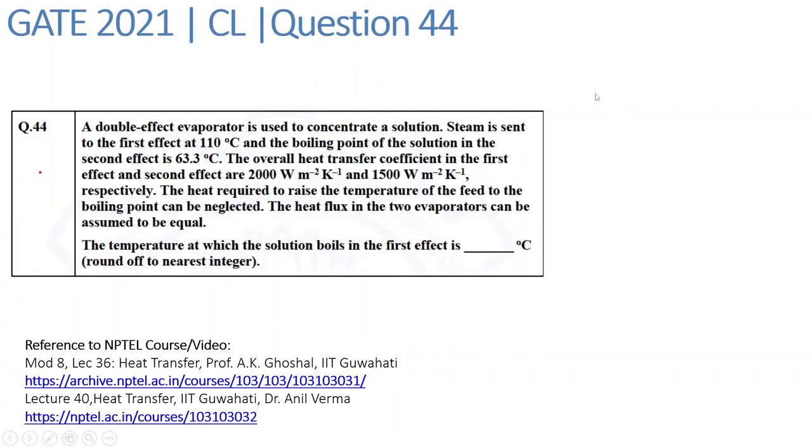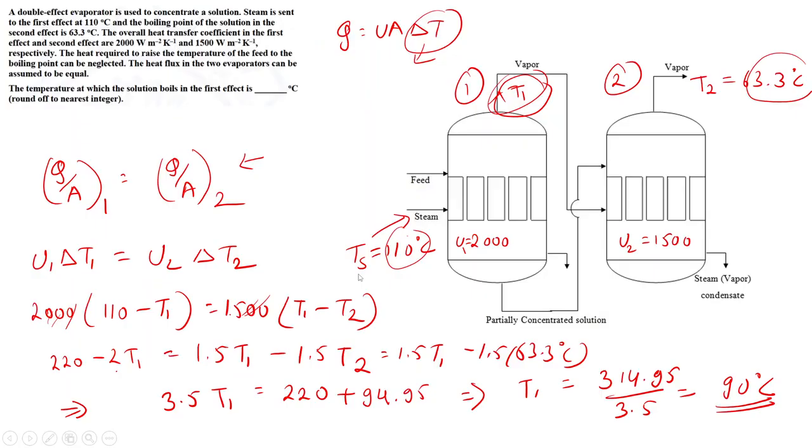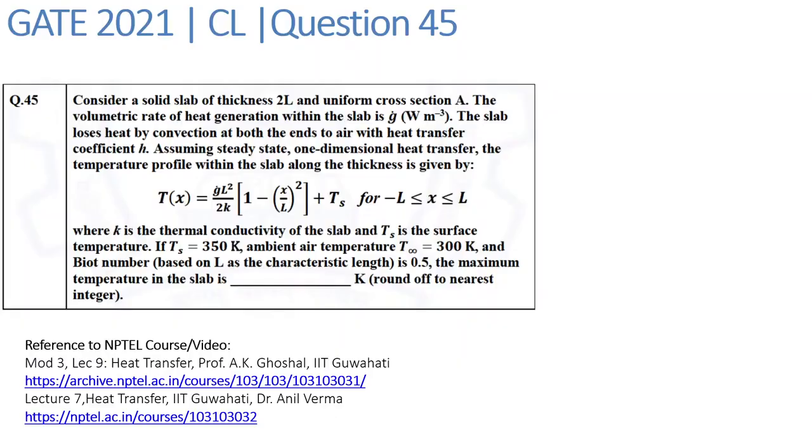Then in the fourth question, we looked upon the concept of a double effect evaporator and did the heat balance across the double effect evaporator to find the temperature at which the solution boils. And in the last question, we did the heat balance across this solid slab of thickness 2L to find the maximum temperature within the slab.